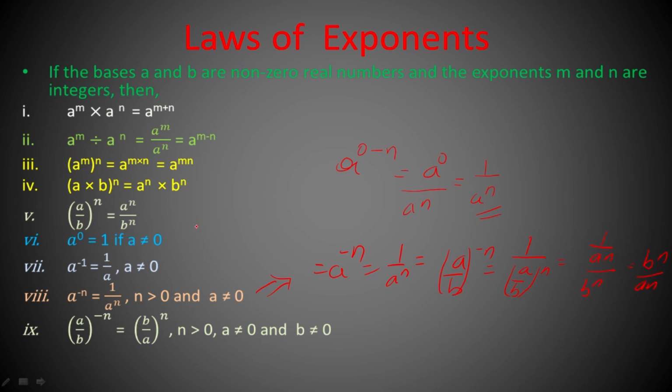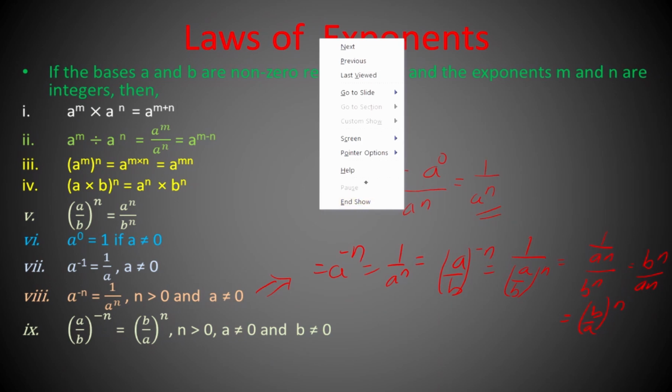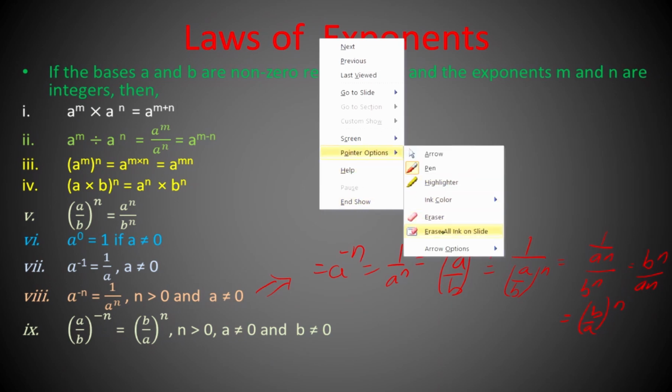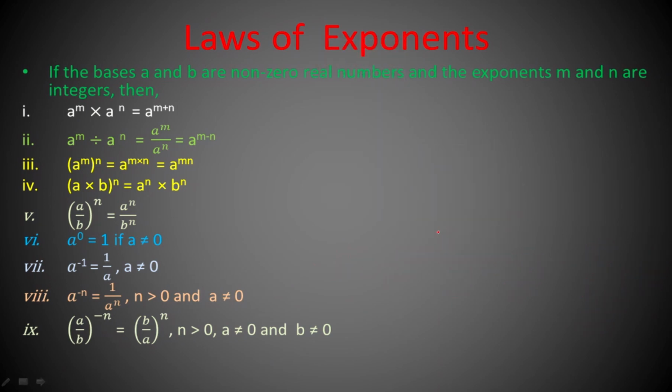So from property 5, this is equivalent to (b over a) the whole to the power of n. It can be written just like this. So these are the laws regarding these exponents. We have to remember these, since if we don't know the laws, some questions may be difficult to solve.